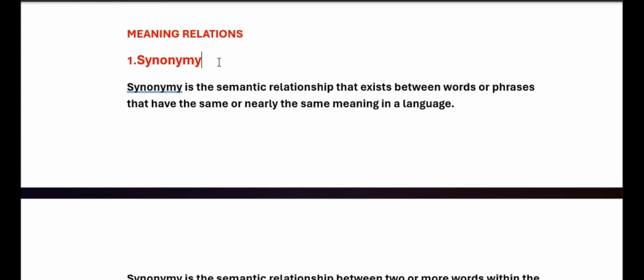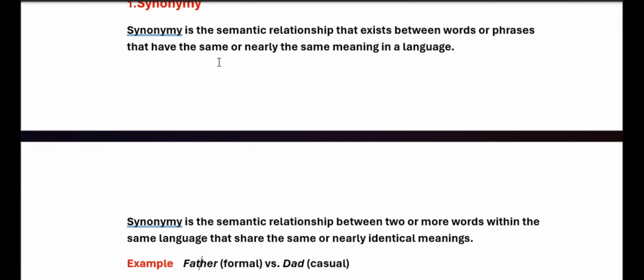The topic that we are going to study today is meaning relations. This is a very important topic in semantics. First one is synonymy. Synonymy is basically the semantic relationship between words which have similar or nearly similar meaning in a language. Okay.